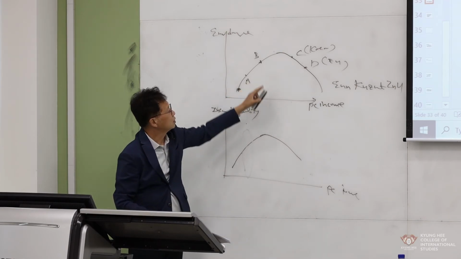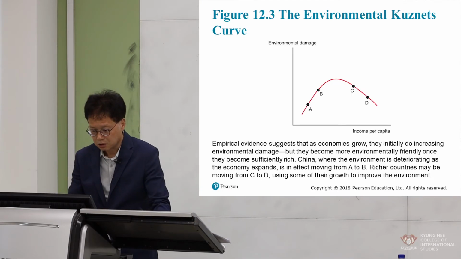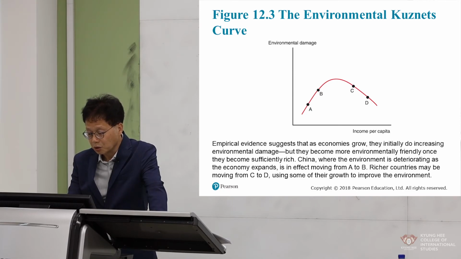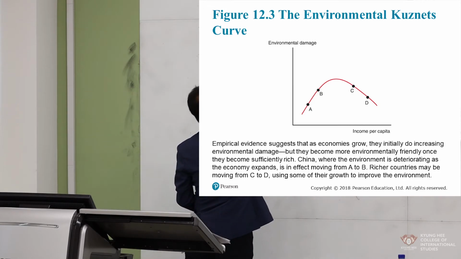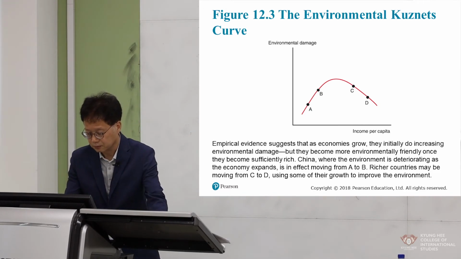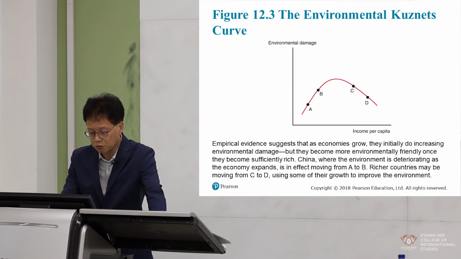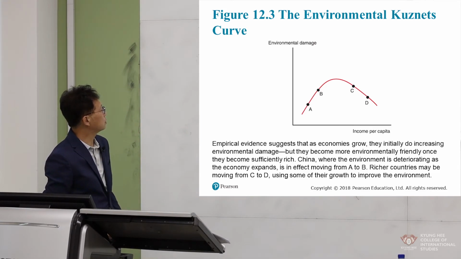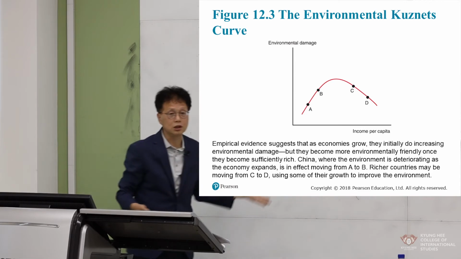And that is the environmental Kuznets curve, right? So look at this. Empirical evidence suggests that as economies grow, they initially do increasing environmental damage, but they become more environmentally friendly once they become sufficiently rich. China, where the environment is deteriorating as the economy expands, is in fact moving from A to B. Now China is moving here to here, right? A to B. Richer countries may be moving from C to D. Now Korea, the United States, or developed countries are moving from C to D. Okay?